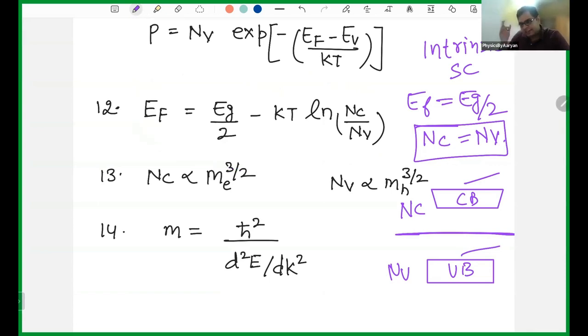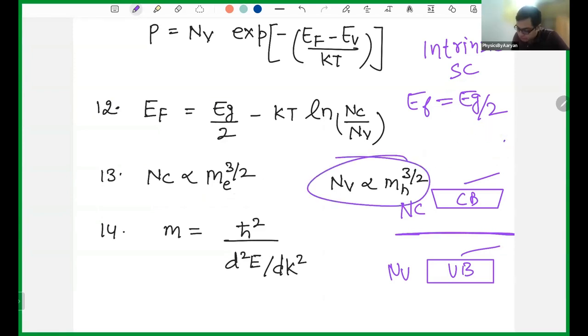Can anyone guess why the density of states can be different in both? Why can the density of states be different? Because your density of states depends upon the mass. So your conduction band density of states depends upon the effective mass of the electron, and your valence band density of states depends upon the mass of holes. So if the effective mass of the electron and the effective mass of the hole are different, in that case your density of states will also be different. And if your density of states are different in the conduction band and the valence band, your Fermi level will not be in the middle. It will be either a little up or a little down.